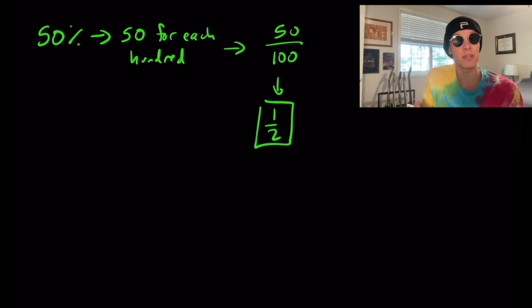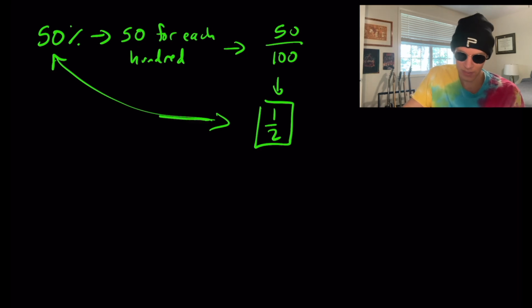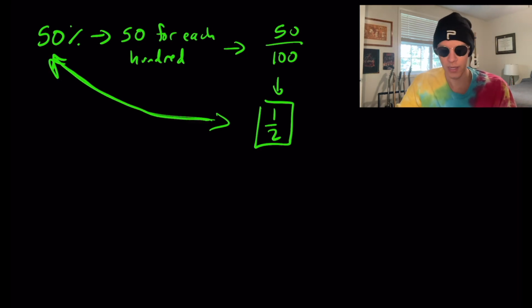So another way of expressing percentages is using fractions. And another way of expressing fractions is using percent. So we'll look at kind of exchanging back and forth between the two later on. But 1/2 is equivalent to 50%, which is the same as 50 for each 100. So let's look at another example.